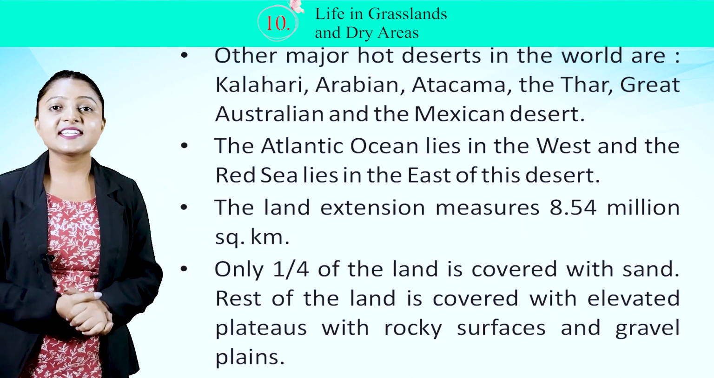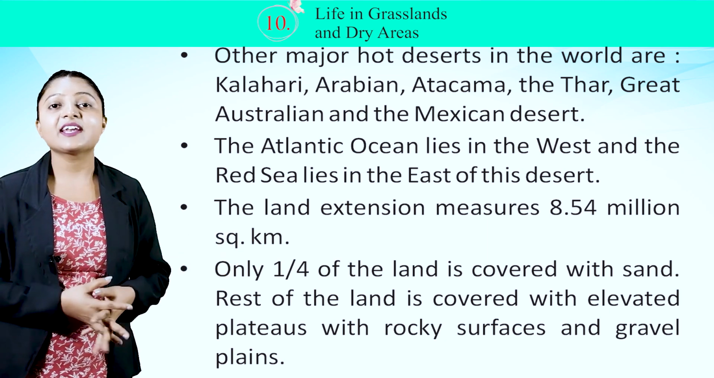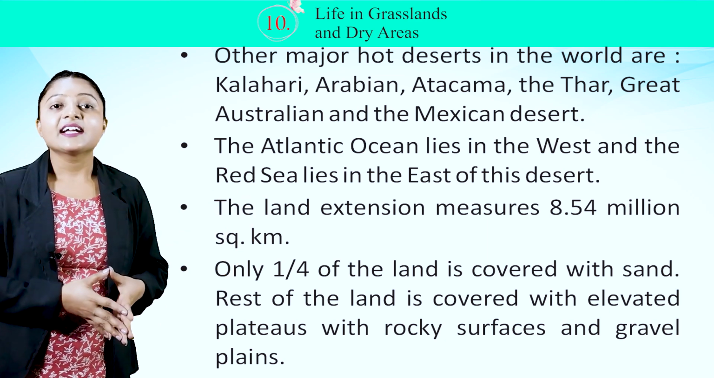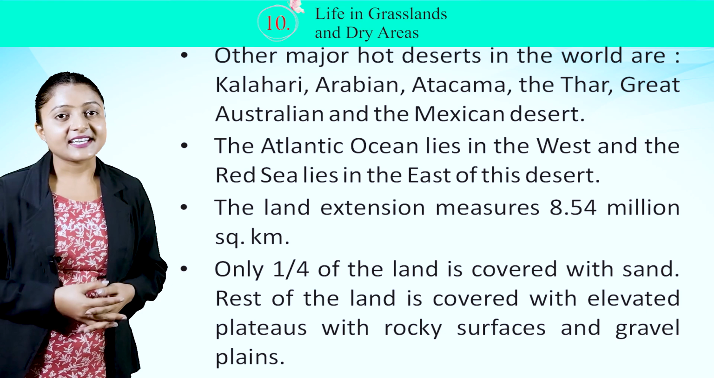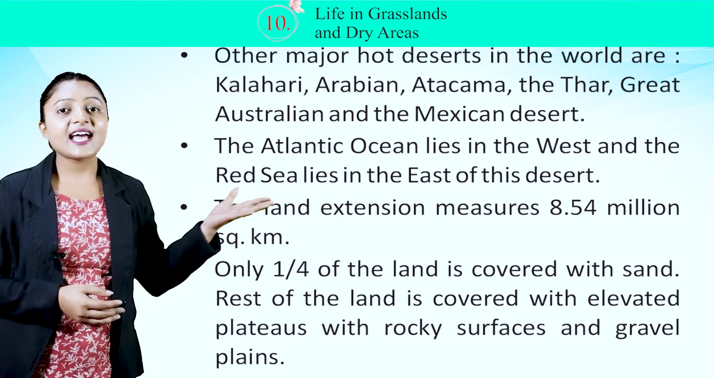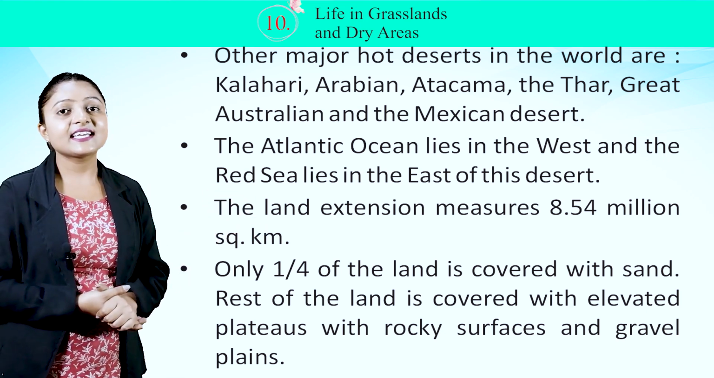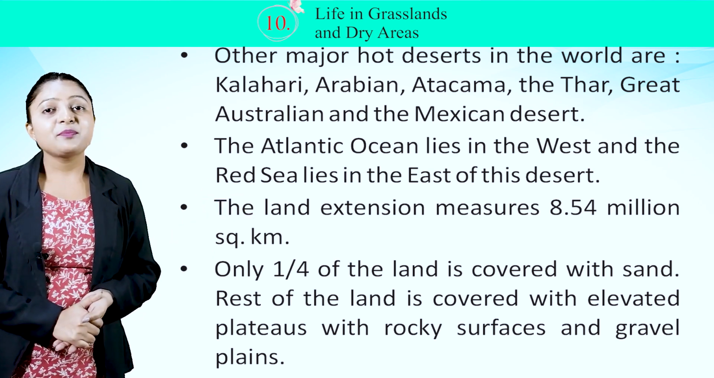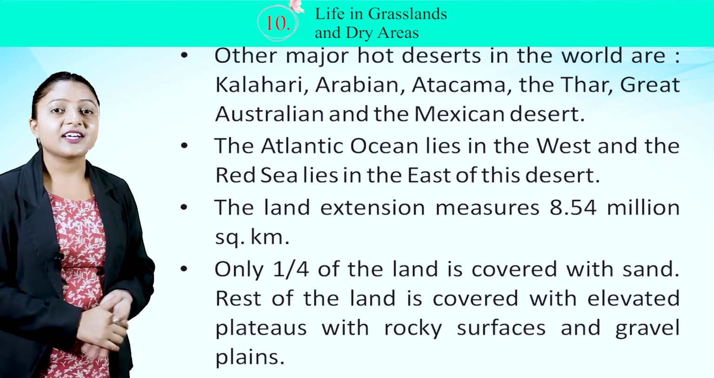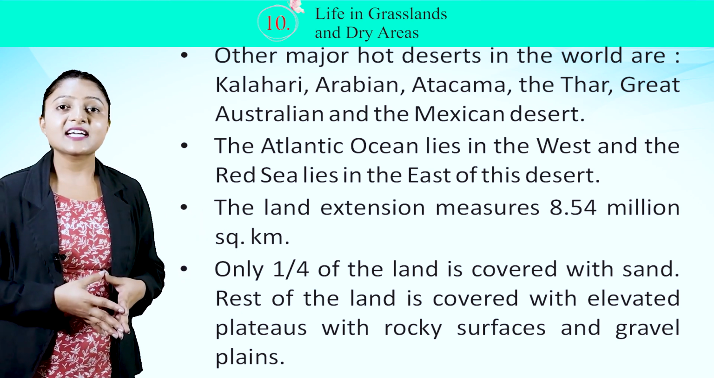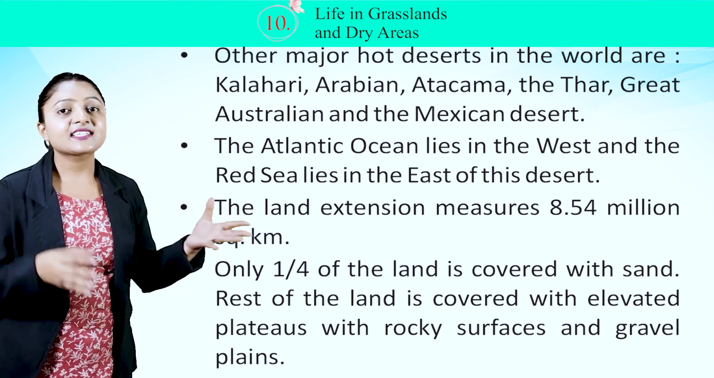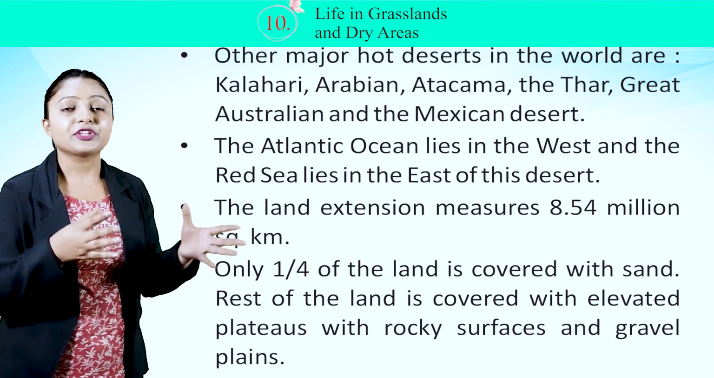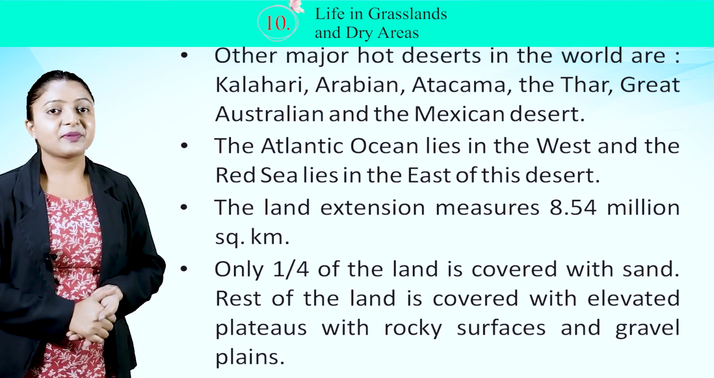Other major hot deserts in the world are Kalahari, Arabian, Atacama, the Thar, Great Australian, and the Mexican Desert. The Atlantic Ocean lies in the west and the Red Sea lies in the east of this desert. The land extension measures 8.54 million square kilometer. Only 1/4 of the land is covered with sand. Rest of the land is covered with elevated plateaus with rocky surfaces and gravel plains.